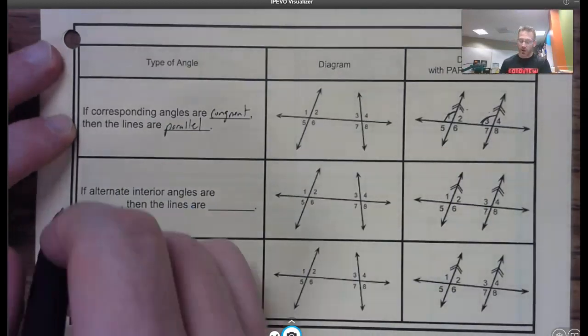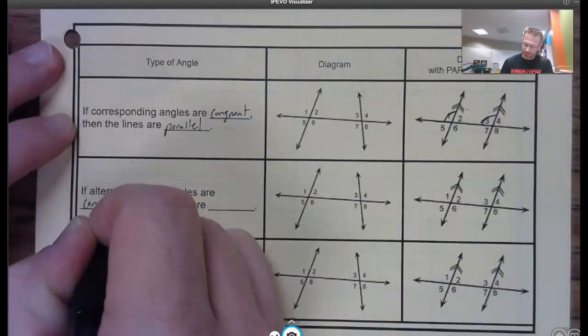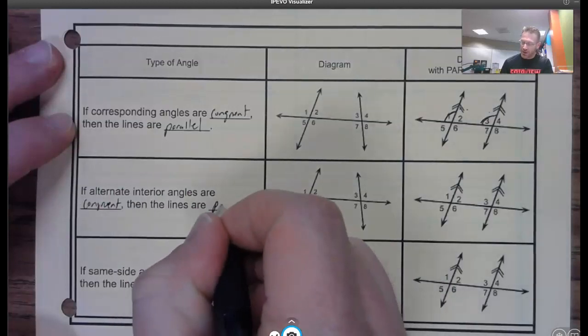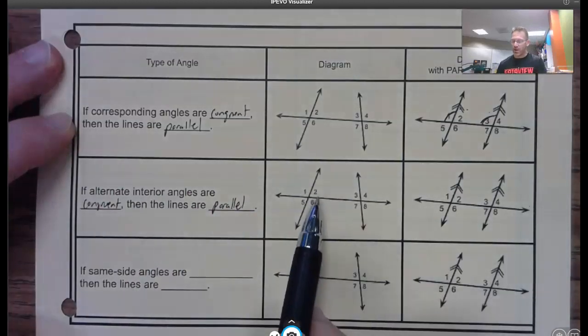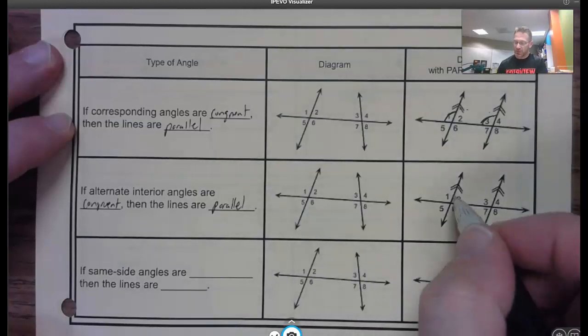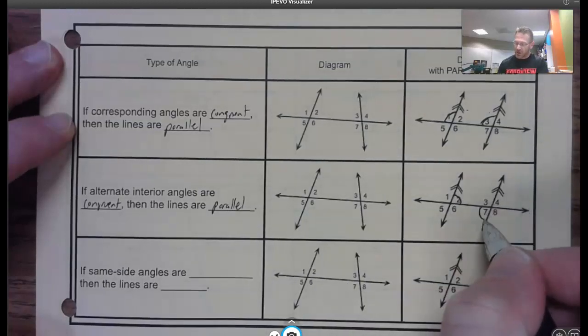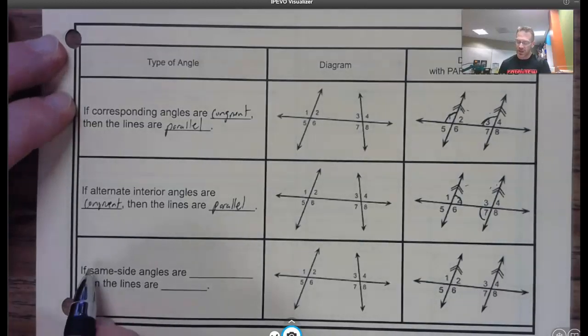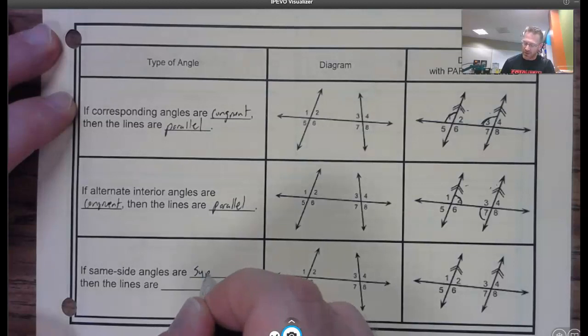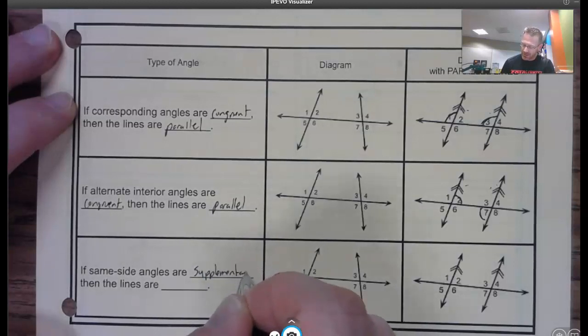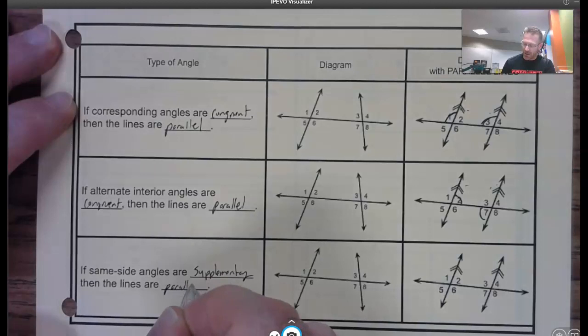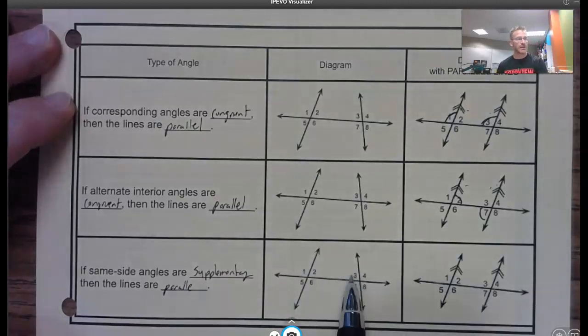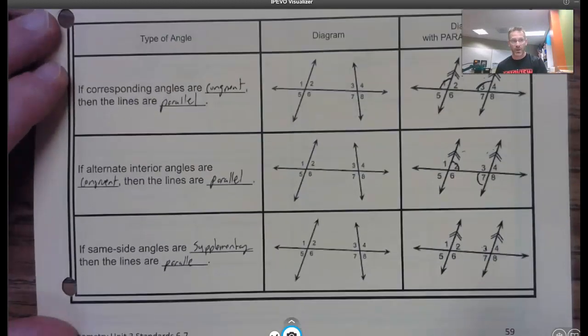If alternate interior angles are congruent, then the lines are parallel as well. Once again, we know 2 and 7 are alternate interior. If 2 and 7 are congruent, that means the two lines that they are alternate interior to are also parallel. If same side angles are supplementary, then the lines are parallel. So 2 and 3 are same side. If we know 2 and 3 are supplementary, they add to be 180 degrees, we know that the two lines are parallel. All right, so that's page 59.